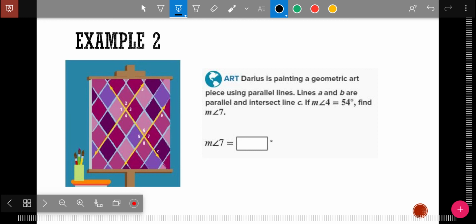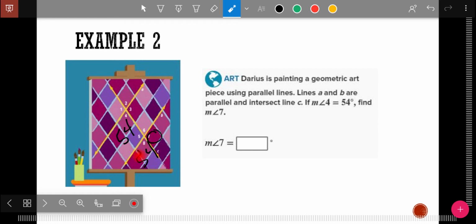Right. Darius is painting a geometric art piece using parallel lines. Lots of parallel lines there. They highlighted a few of them in yellow. Angle 4 is 54 degrees. And they want us to find angle 7 down here. If 4 is 54, 8 is 54, corresponding. So if this one right here is 54, it corresponds with 8. 8 is 54.